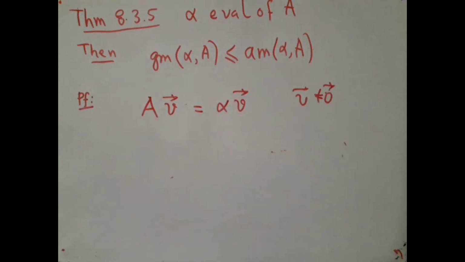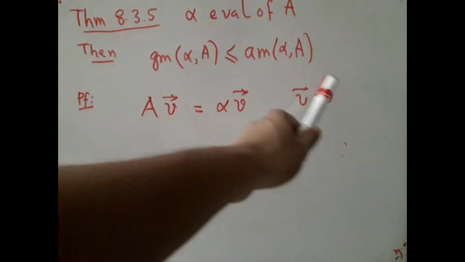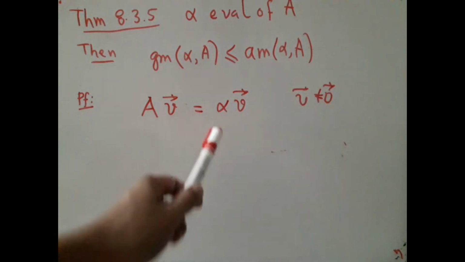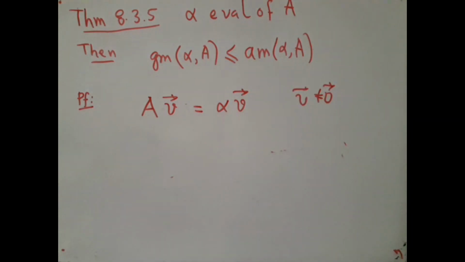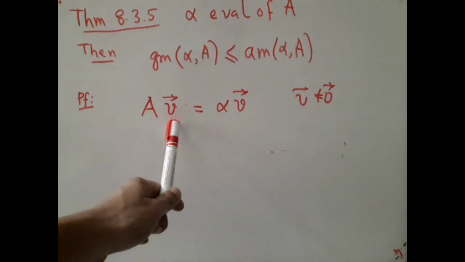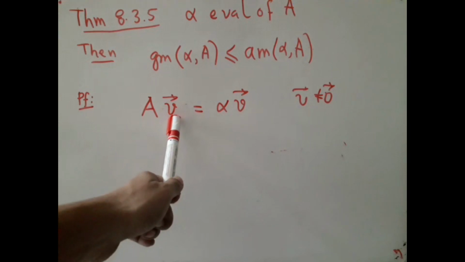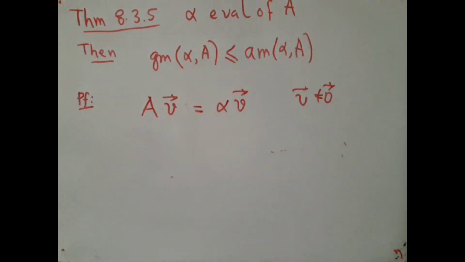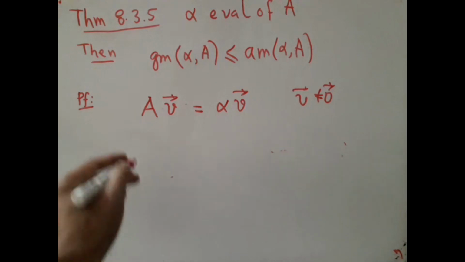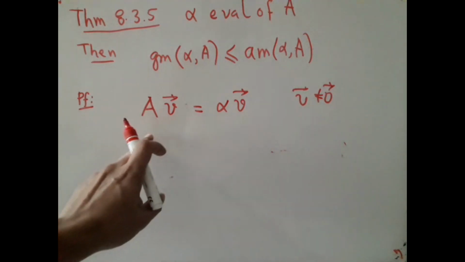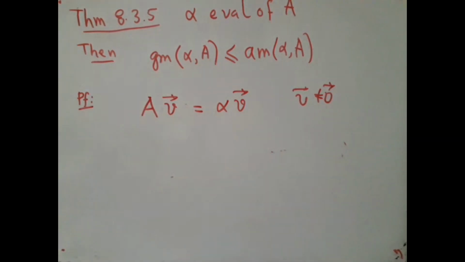The proof starts by considering the defining equation for eigenvalues and eigenvectors. Since alpha is an eigenvalue, we must have some non-null V such that AV equals alpha V. Now we have already seen that it is quite possible to have multiple such eigenvectors that are linearly independent. In other words, we consider the eigenspace of A corresponding to this alpha and we take a basis of that.